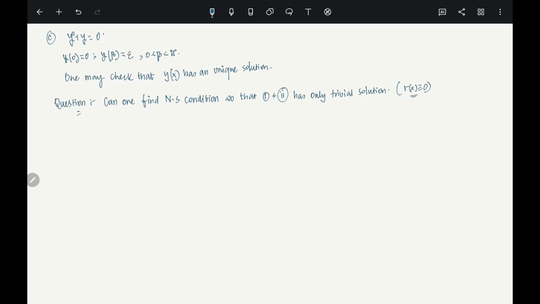Okay, so our question is this: a homogeneous boundary value problem always has a trivial solution, but what is the guarantee that that is the only solution? That there does not exist any other nontrivial solution. Okay, so let's look at the theorem.